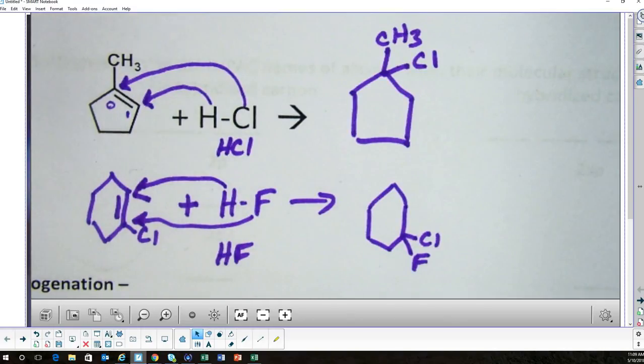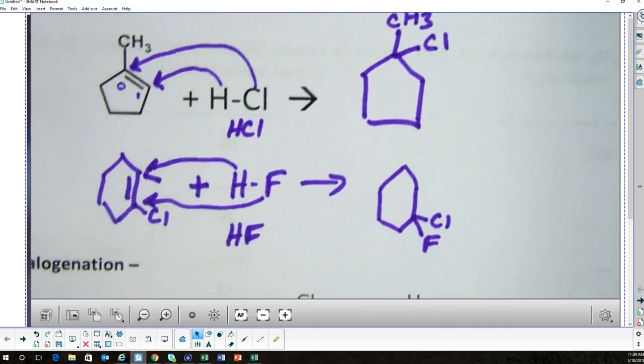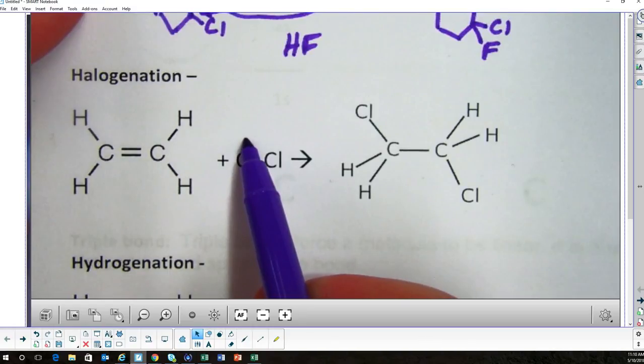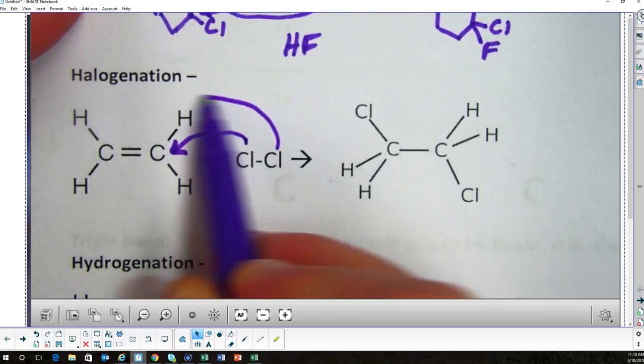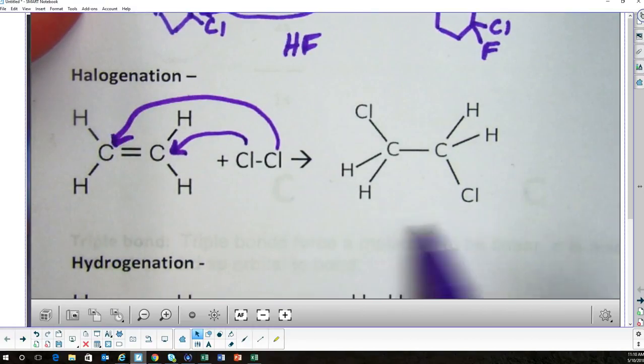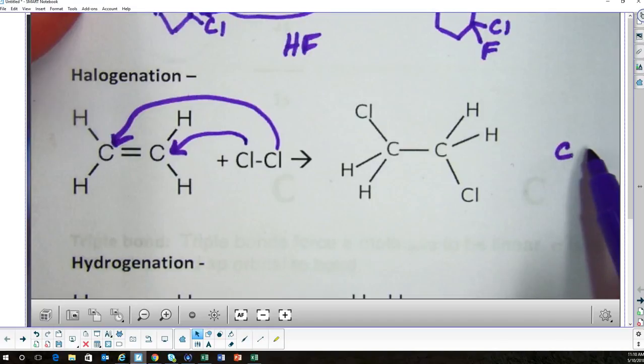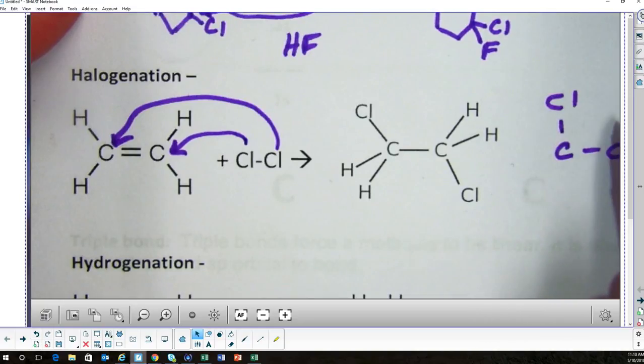Now, these are all addition reactions, meaning I'm adding something, breaking the double bond or breaking a triple bond. Okay? So in halogenation, I'm just adding a halogen. So one of the halogens goes on this carbon and the other one goes on that carbon, and that's how I get this. Now, I wouldn't necessarily draw it just like this. If I'm doing a skeletal, it would just be like this. It would show them coming in on both sides.